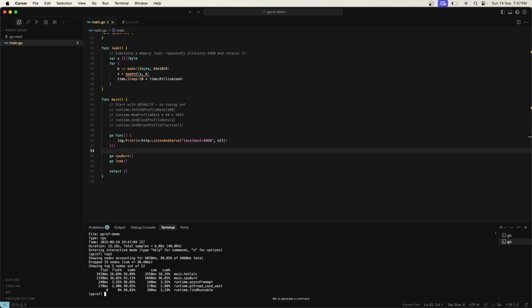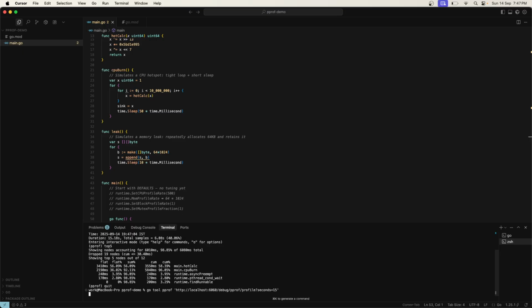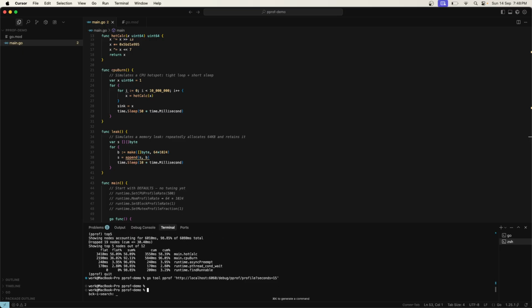Here's the CPU profile with defaults. Notice that CPU burn is at top, but attribution may look noisy on short bursts. With 100 samples per second, a small spike can be missed. If you are only collecting 100 samples per second, it might be the case that when there are short spikes, we are completely missing them. So that's CPU. Let's try to run the memory as well.